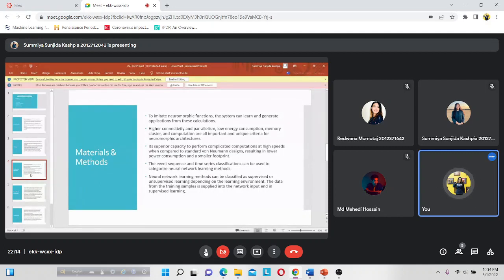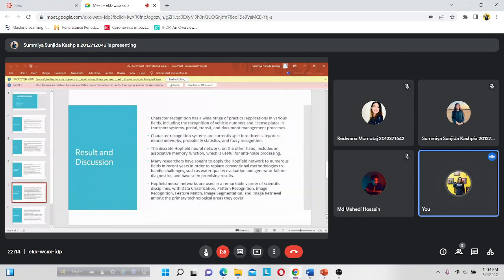In the result and discussion part, we can see that effective learning algorithms enable neural networks to generate various goals and object representations. Character recognition, for example, has a wide range of practical applications in a variety of industries, including car number and license plate identification in transportation, postal, transit, and document management procedures. Three types of character recognition systems are now available: neural networks, probability statistics, and fuzzy recognition.